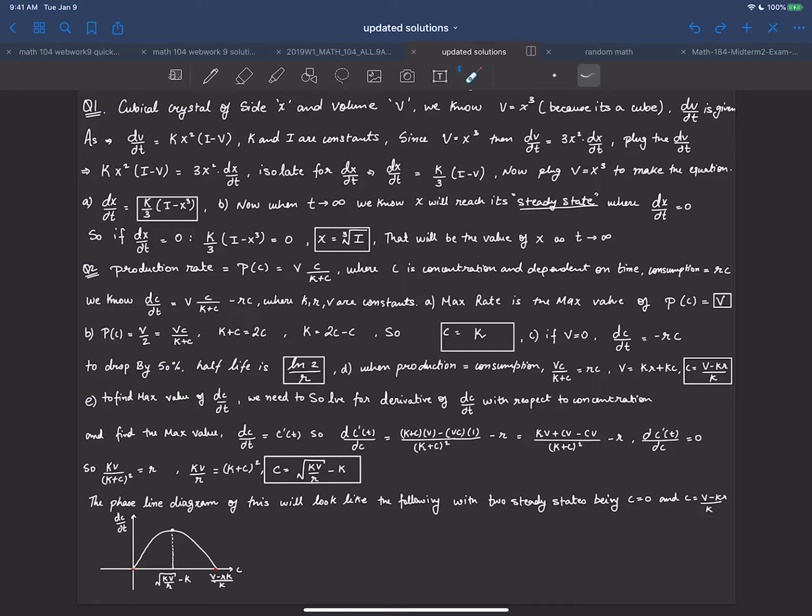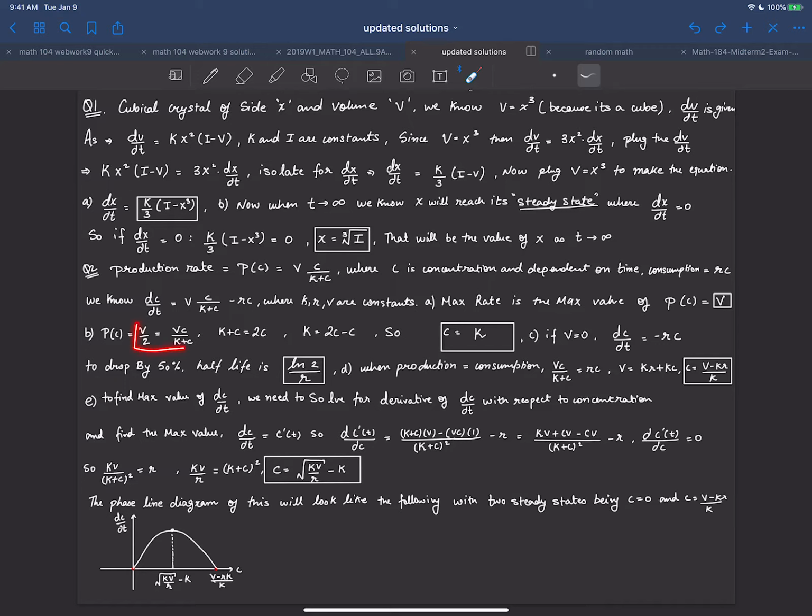value of that function. Now this production rate is nothing but a Hill function, and the max of the Hill function is just what the saturation value is going to be. The saturation value in this case is V, so the max value of P(C) is just V. In the other part, they're asking at what concentration your production rate becomes half of its max value. So half of the max value is just V over 2.